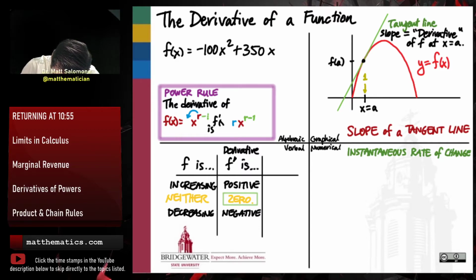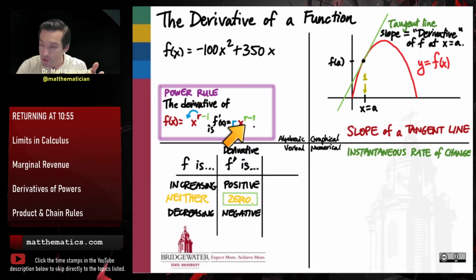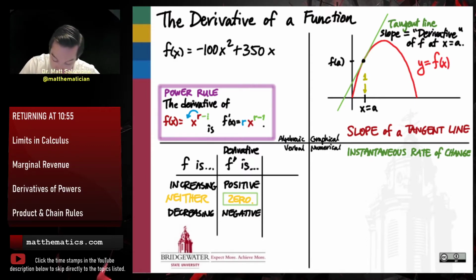F prime of x equals r times x to the r minus 1. So this is the little shortcut, right? It's how we can turn a formula for an original function into a formula that lets us compute its derivative. Okay, so let's apply that to this example, and we'll use this to wrap up today.